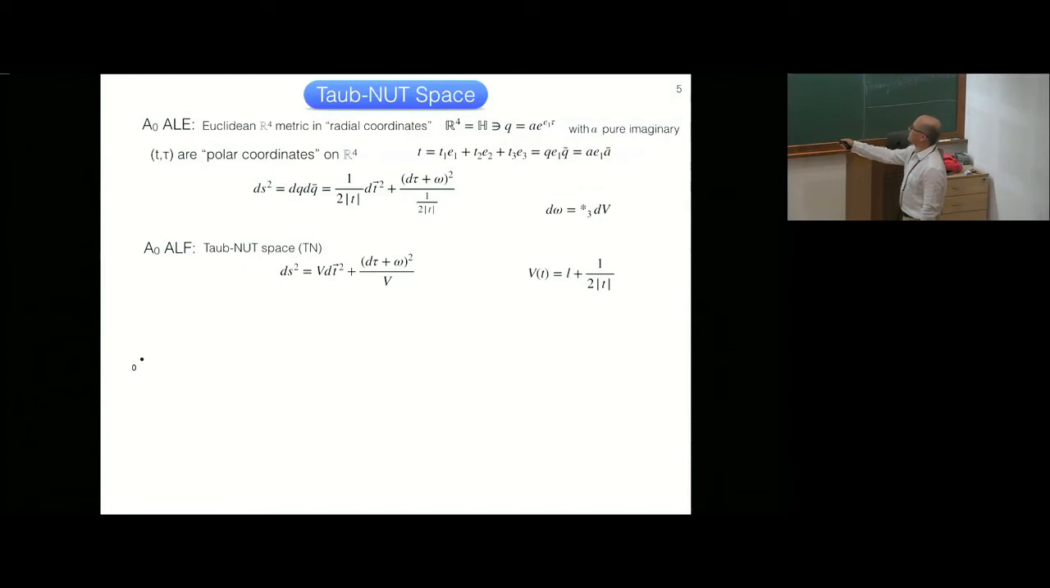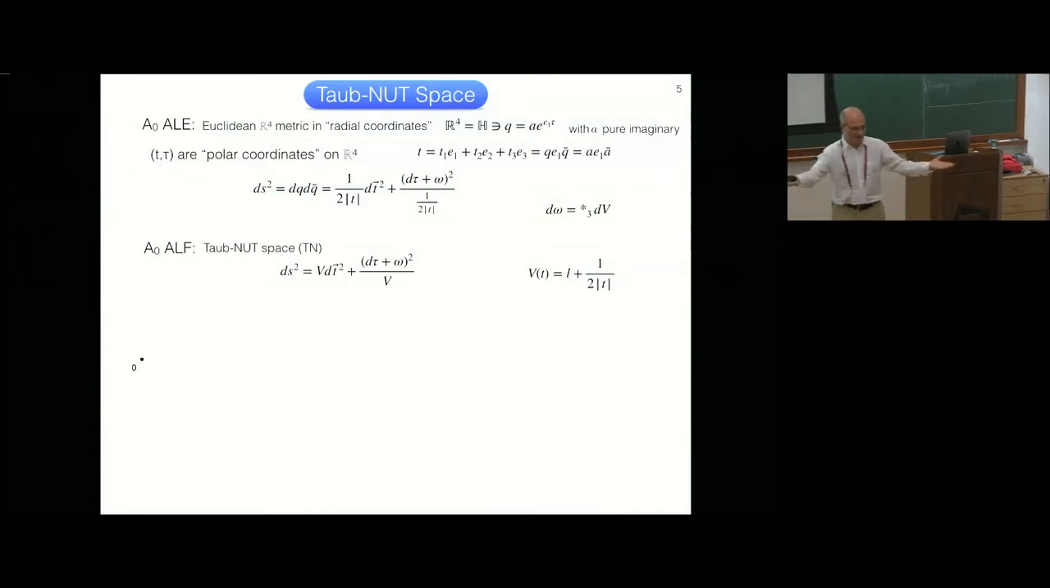So T is an imaginary quaternion. It lives in R3. And tau parameterizes a circle. Tau is periodic. So tau equals 4 pi plus tau. So if you look at this expression, tau is periodic with period 2 pi. So tau parameterizes a circle, and T parameterizes the base R3.